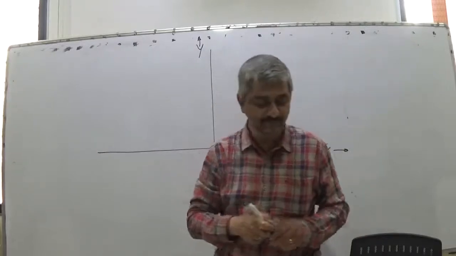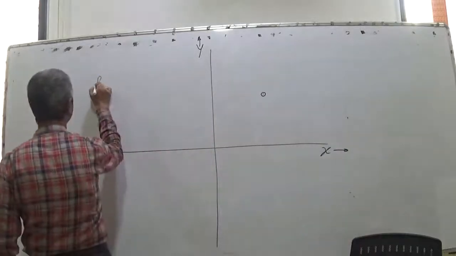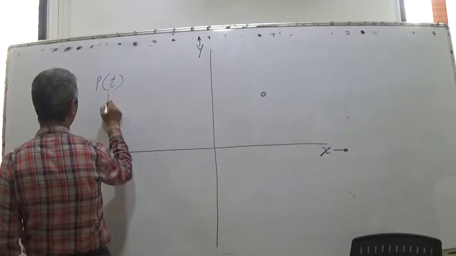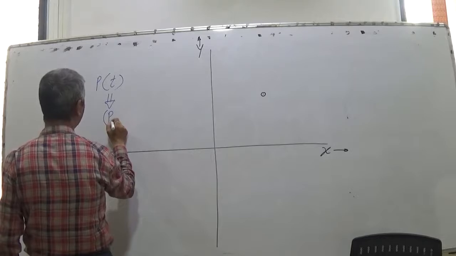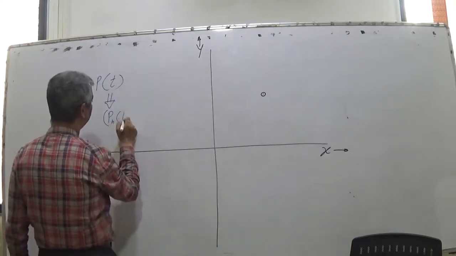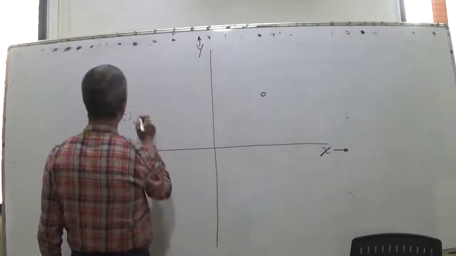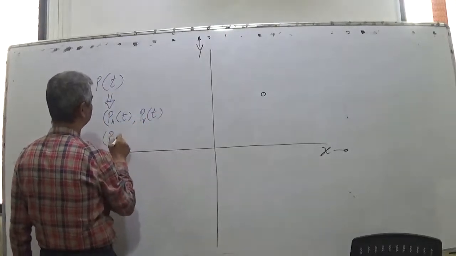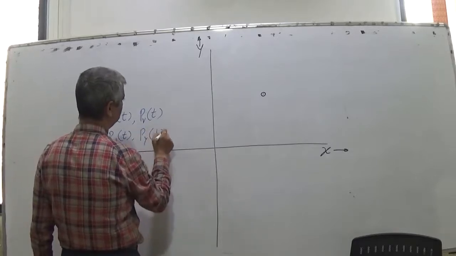So the position signal p(t) is nothing but an ordered pair of p_H(t) and p_V(t), how much it is horizontally away from the origin, and how much vertically. Conventionally, X is defined as horizontal and Y is defined as vertical.